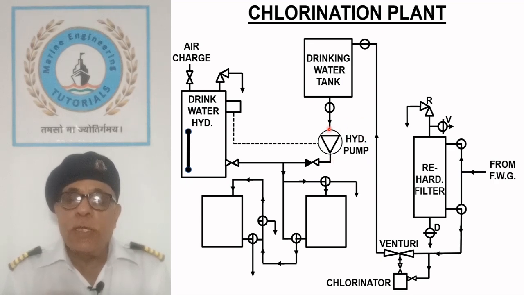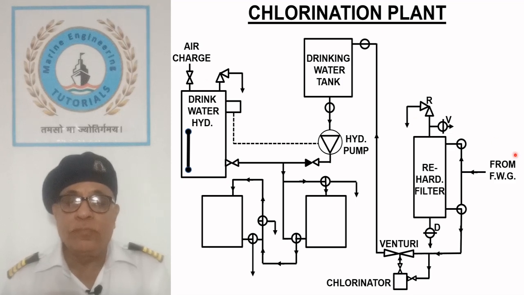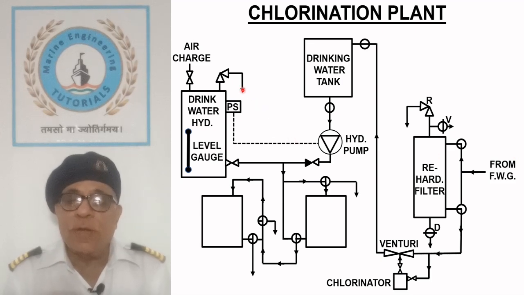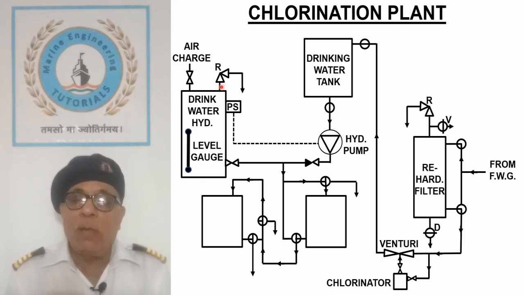Hydrophore pump keeps the drinking water hydrophore pressurized against the compressed air pressure in the top. Hydrophore pump is started and stopped by the pressure switch and water level is monitored through the gauge glass. Relief valve protects the hydrophore tank against overpressure.